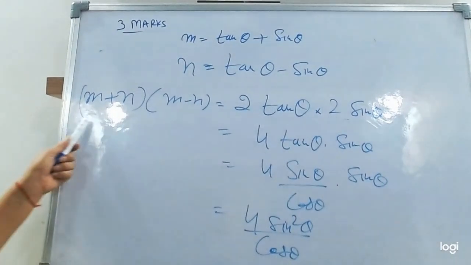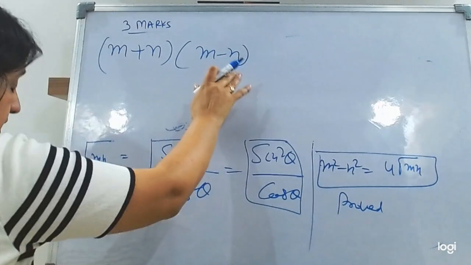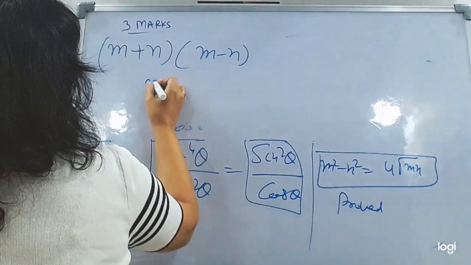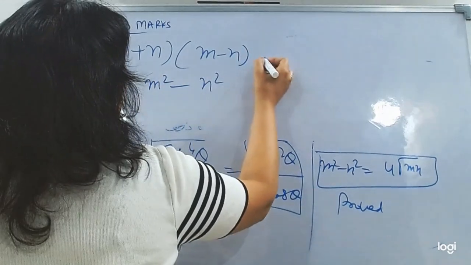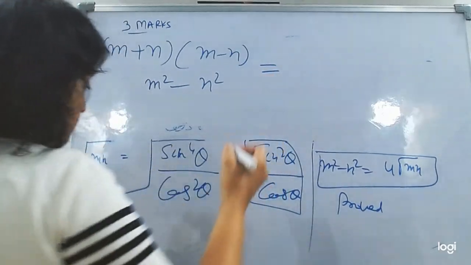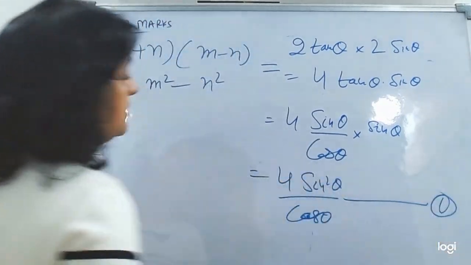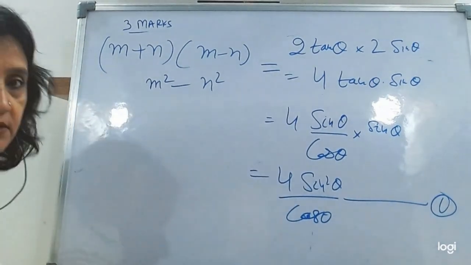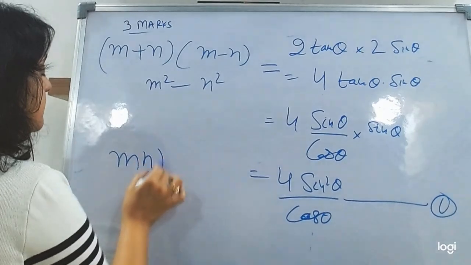This is the value of m plus n, m minus n. So finally m plus n, m minus n, or you can say m square minus n square is equal to 4 sin square theta by cos theta. So we are calling it statement 1. After this we are supposed to calculate mn.